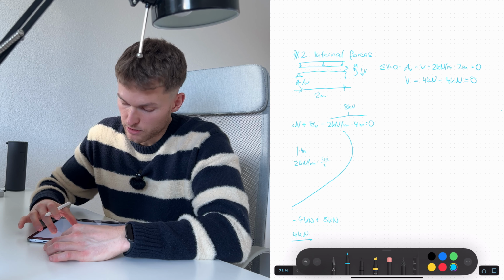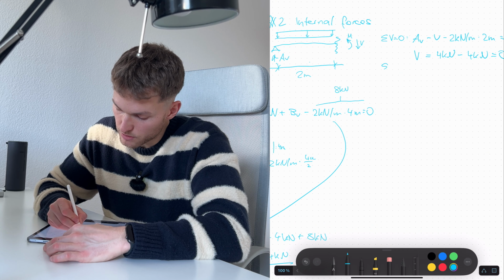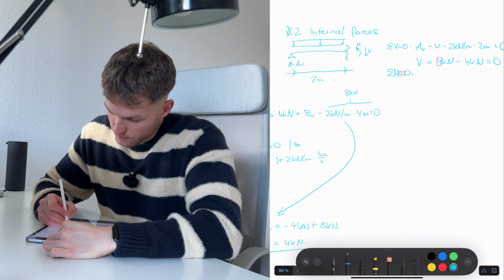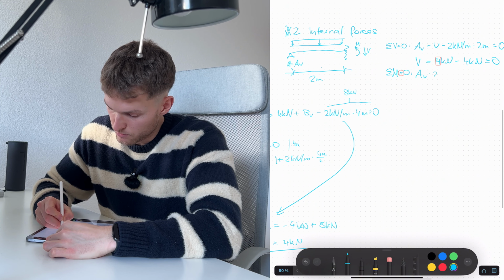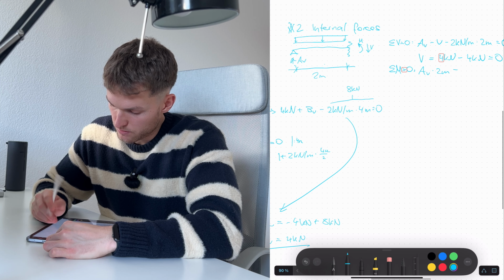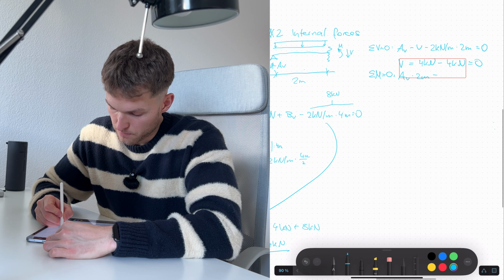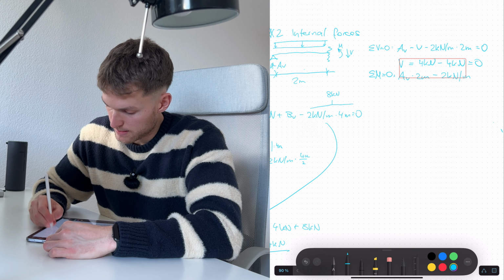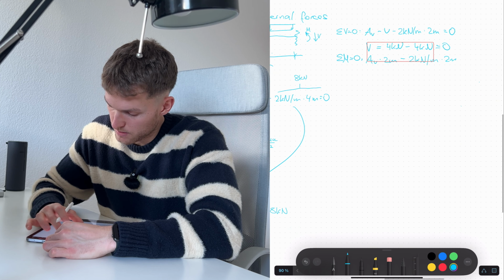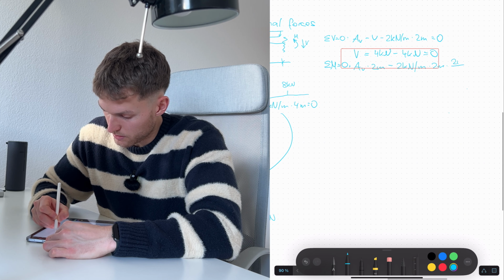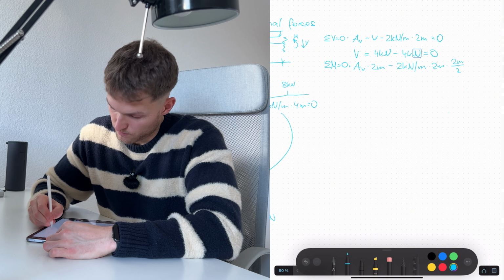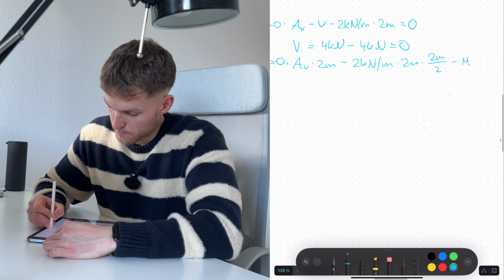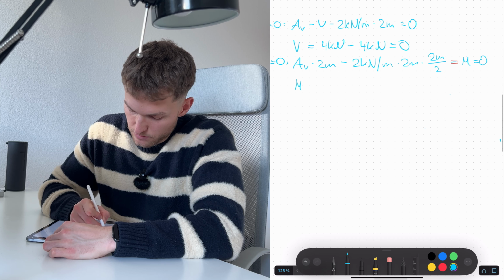So V is at this location 0, and then moment equilibrium equals AV times 2 meter minus 2 kilonewton per meter times 2 meter times half the distance, which is 2 meter divided by 2. And then minus moment equals 0. Now let's solve that for the moment.